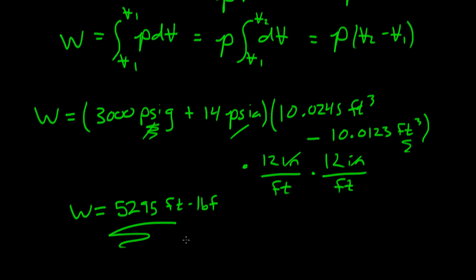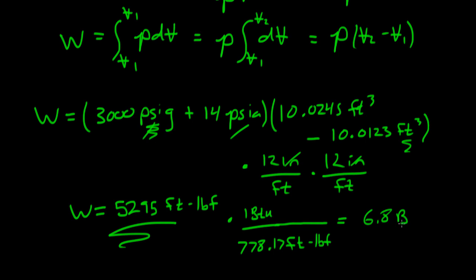We can convert this result to British thermal units by multiplying by 1 BTU is equal to 778.17 foot-pounds force, which is equal to 6.8 BTU.